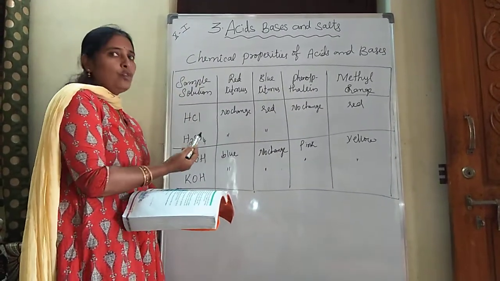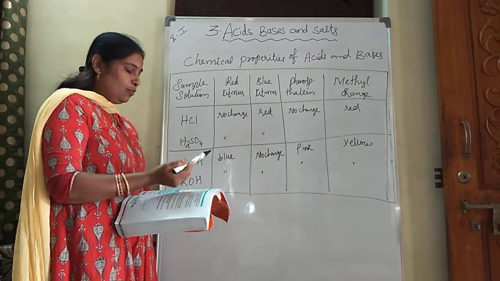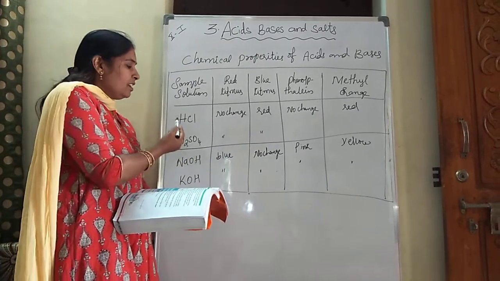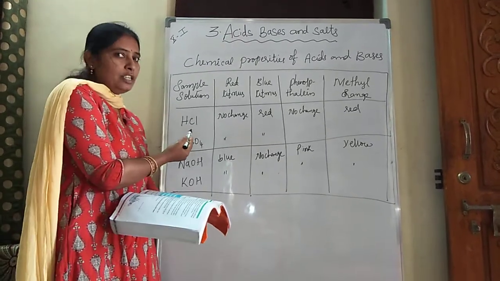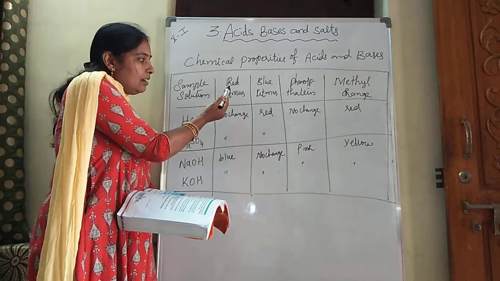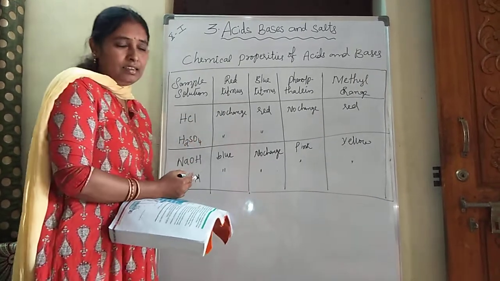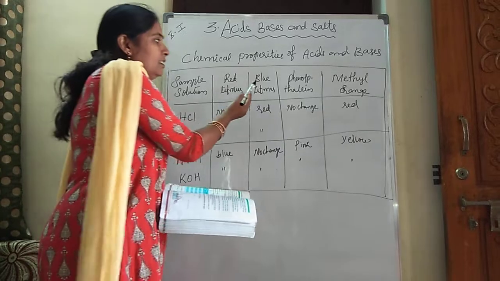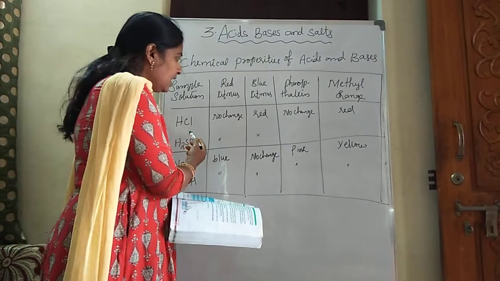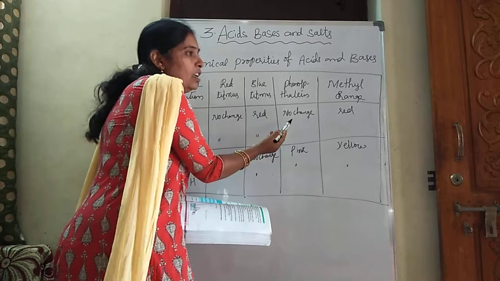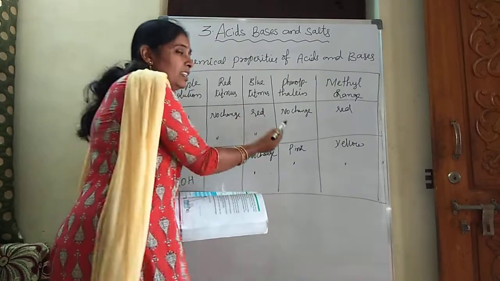It is given in the form of an activity in your textbook, activity 1, page number 34. Take 4 watch glasses. On the first watch glass, drop 1 drop of hydrochloric acid and test it with red litmus. We observe no change in its color. Same, when it is tested with blue litmus, blue changes into red. When hydrochloric acid is tested with phenolphthalein, a colorless solution, there is no change in its color.